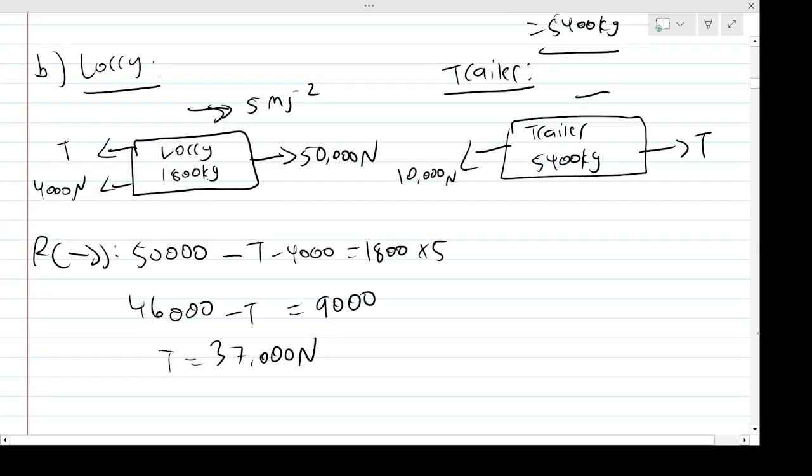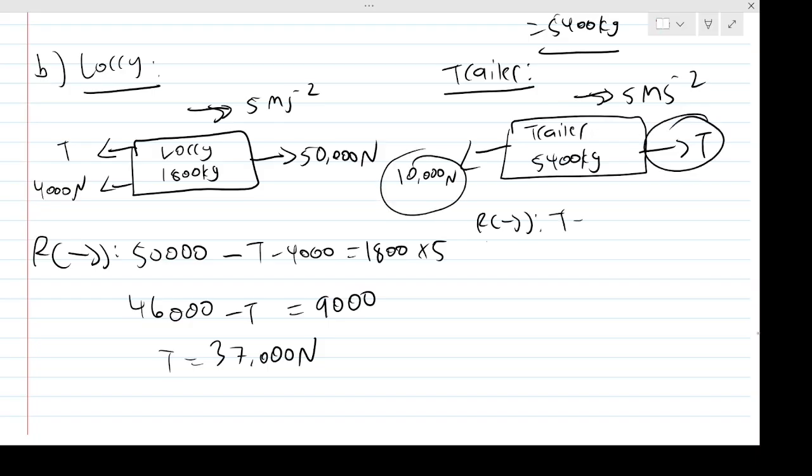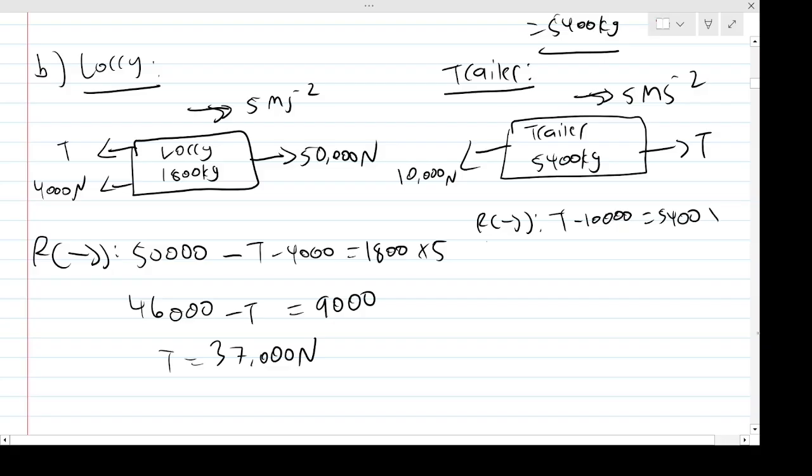And again, it's accelerating forwards by 5. Now, if we were to resolve forwards for the trailer here, well, the forwards force is T, take away the backwards force of 10,000, equals mass times acceleration. So it's 5,400 times the acceleration of 5. And again, I can alternatively just find T by solving this equation. So T take away 10,000 equals 27,000. And again, hopefully you'll see that T is going to be 37,000 as well.